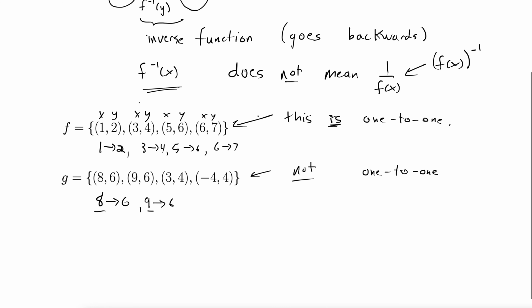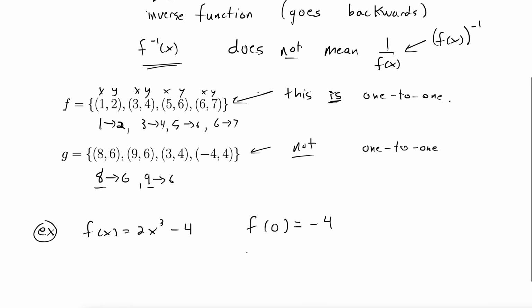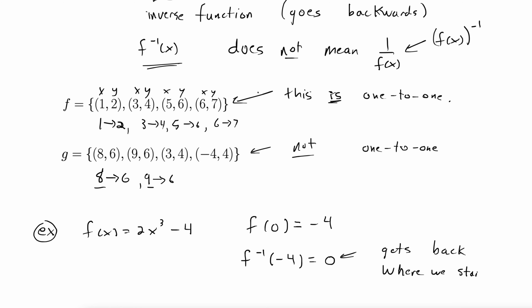Just to get a little more familiar with how these functions work, let's look at a one-to-one function. For instance, one of these might be f of x equals 2x cubed minus 4. It turns out that one is one-to-one. If we take f of 0, plugging in 0 for x, that gives us negative 4. What that means is if we went backwards, f inverse of negative 4, we'd have to get back to where we started, 0. So f of 0 equals negative 4, and f inverse of negative 4 gets us back to 0.